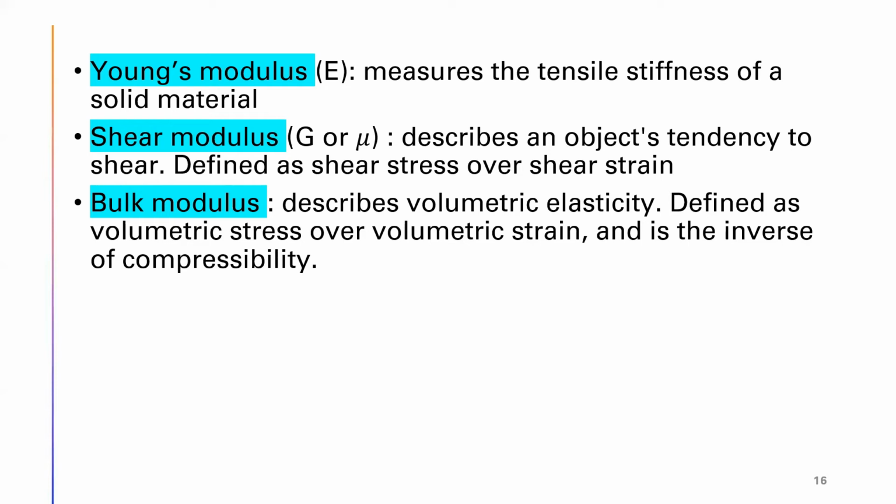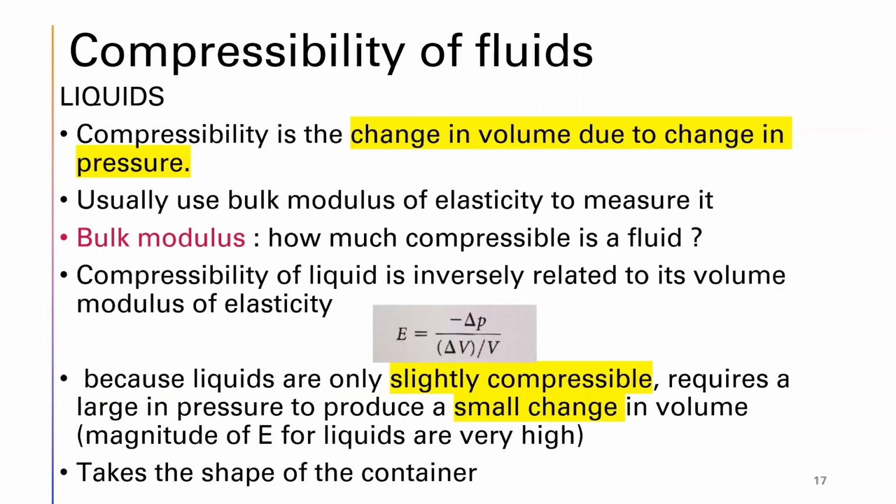This describes the volumetric elasticity, and it is defined as volumetric stress over volumetric strain, and it is the inverse of compressibility. Compressibility of fluids. The first one, compressibility of liquid. Compressibility of liquid is the change in volume due to change in pressure. So we normally use bulk modulus of elasticity to measure compressibility of liquids. Bulk modulus is basically how compressible a fluid is. Compressibility of a fluid is inversely related to its bulk modulus of elasticity.